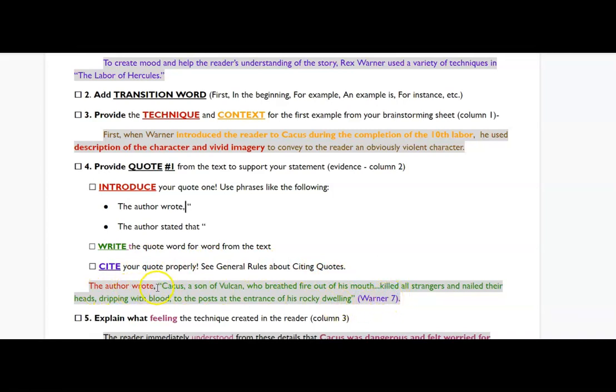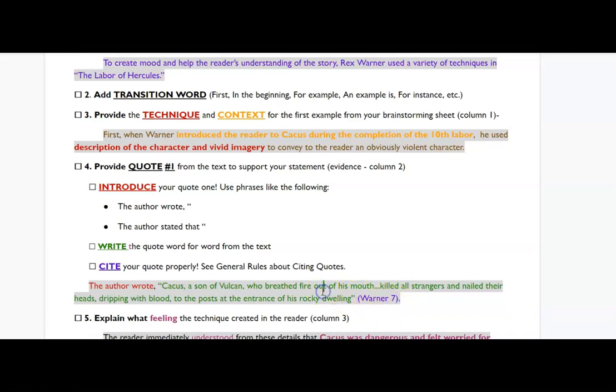The author wrote, comma, quotation mark, Caucus, a son of Vulcan who breathes fire out of his mouth, I used my ellipses, killed all strangers and nailed their heads dripping with blood to the posts at the entrance of his rocky dwelling. Quotation mark, no punctuation. Then the citation, last name, page number in parentheses with a period at the end.